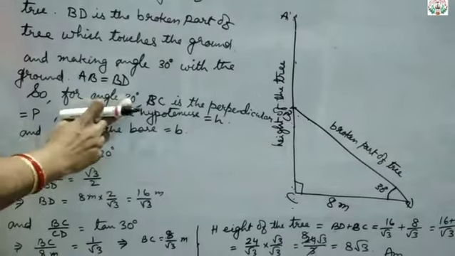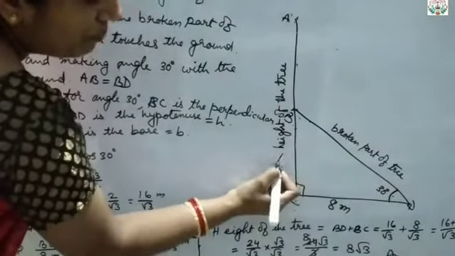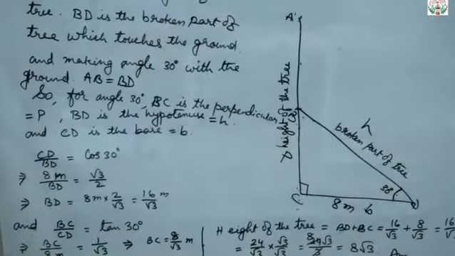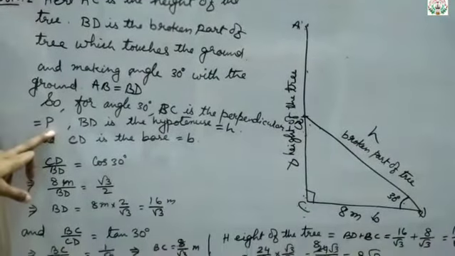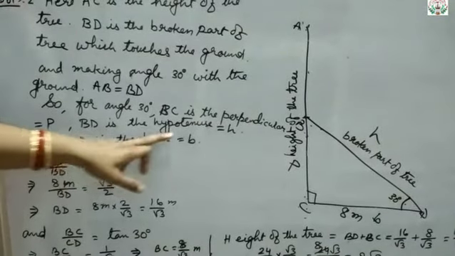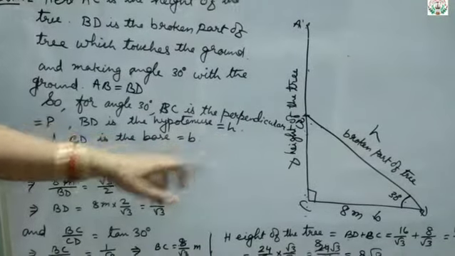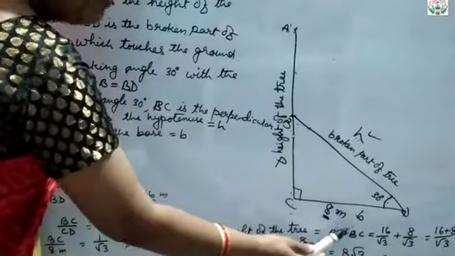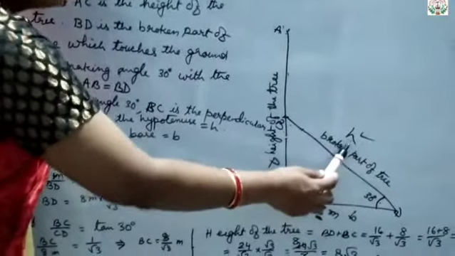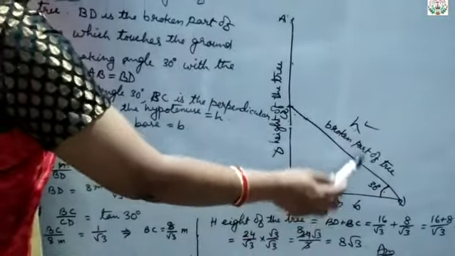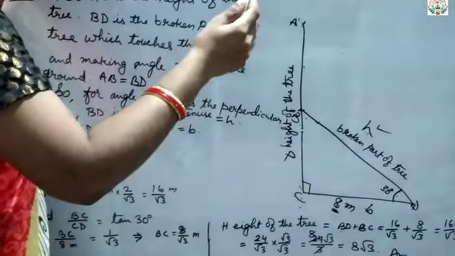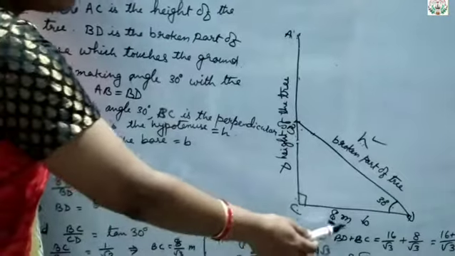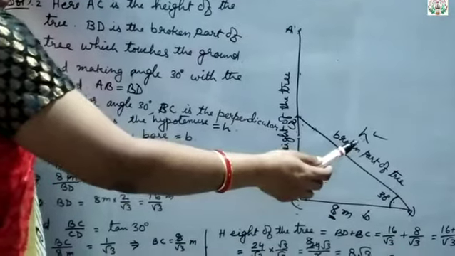So for angle 30, for this angle, this will be P, and this will be B, and this will be H, hypotenuse. Okay, so perpendicular P, BD is the hypotenuse, which is H, and CD is the base, B. Here base is given and hypotenuse we have to find, meaning B with H. Which formula will you use? That is cos A equals B upon H, where B is known to us and hypotenuse you can find with that.